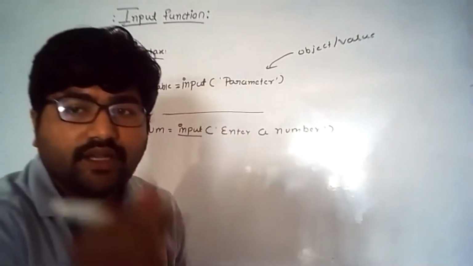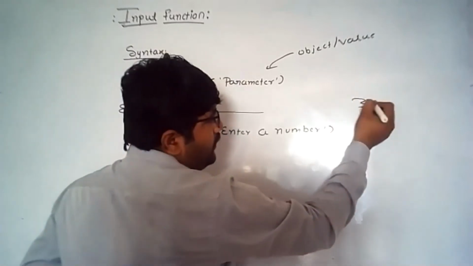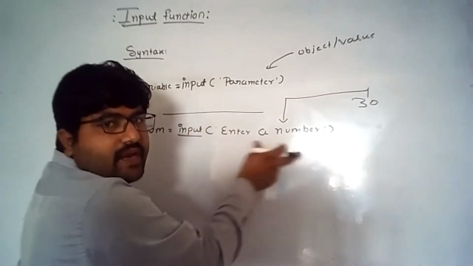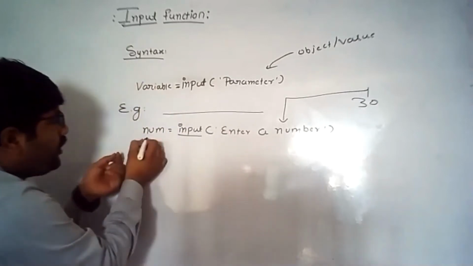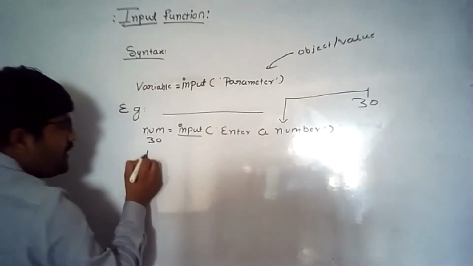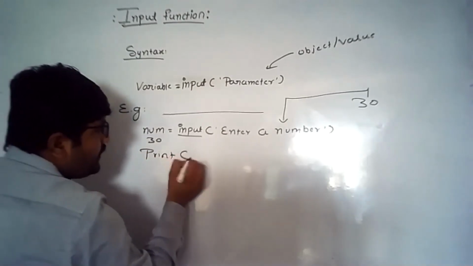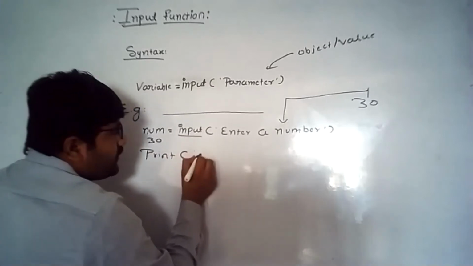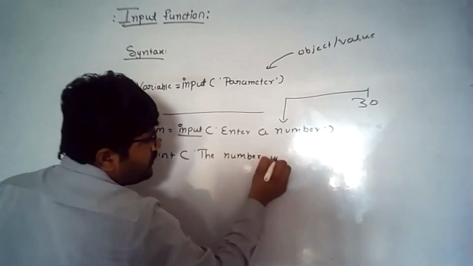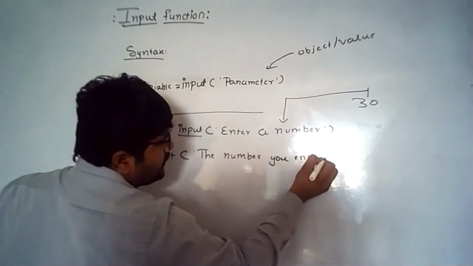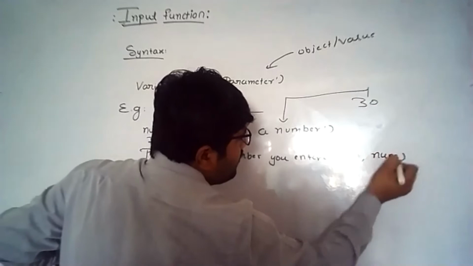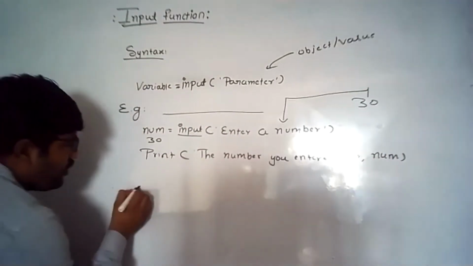After that, if I enter 30 on the prompt, this 30 will be carried by the input parameter and stored in this variable. What do I need next? Print the number you entered is num. That is how it will print the output.